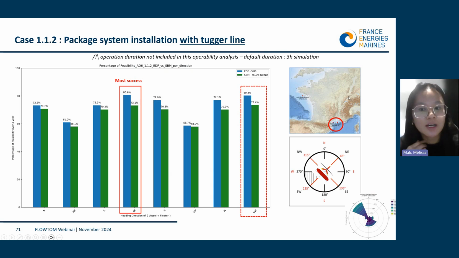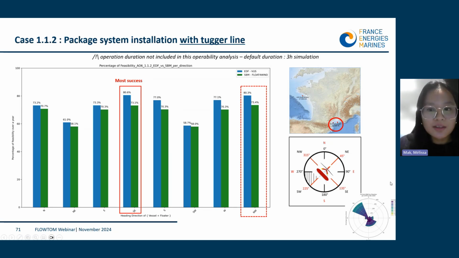So based on our numerical result in this project, we also wanted to determine the operability of this system at specific sites. So here we have calculated the annual feasibility percentage for AO6 by vessel heading direction. We can see that for Gulf of Lion, the highest operability rate is when the vessel faces southeast or northwest, which is the predominant wave direction at this site.